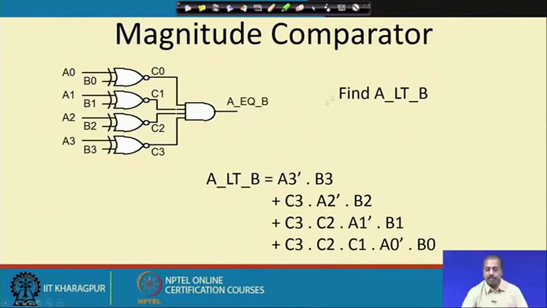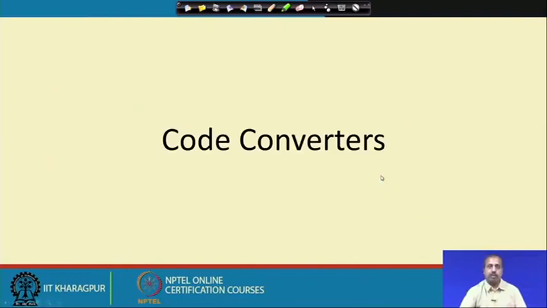So, similarly, A less than B is given by this formula: A3 dash B3, so A3 is 0 and B3 is 1, or A3 B3 are same, detected by this condition C3, and A2 bar B2, A2 is 0 and B2 is 1, or C3 C2, that is A3 B3 are same, A2 B2 are same and A1 is 0 and B1 is 1, and this condition: A3 B3 same, A2 B2 same, A1 B1 same and A0 is 0 and B0 is 1. So, that way I can write down the condition for A less than B.